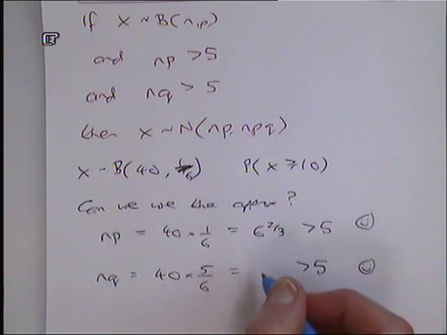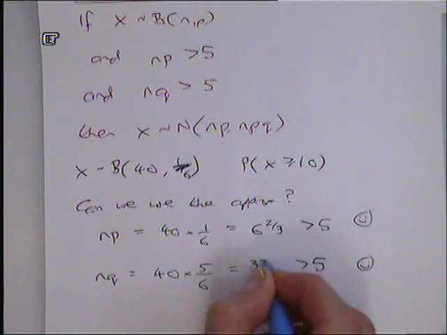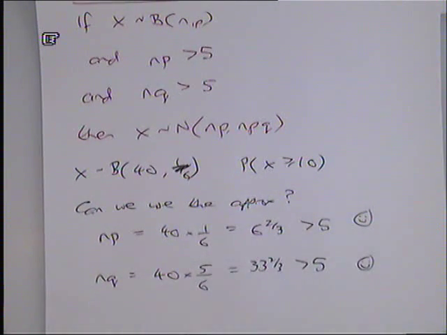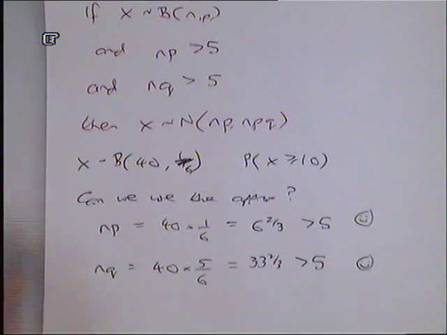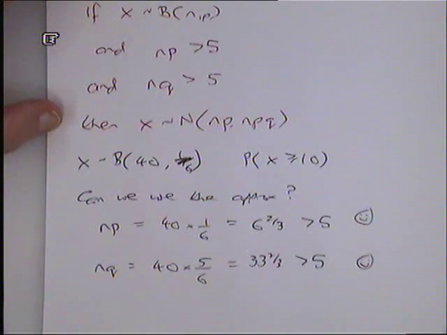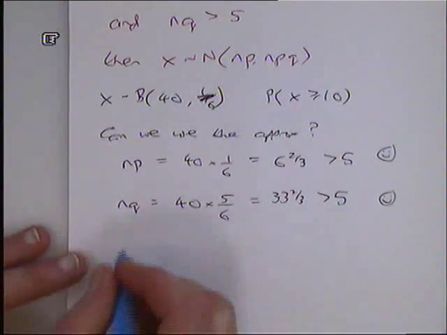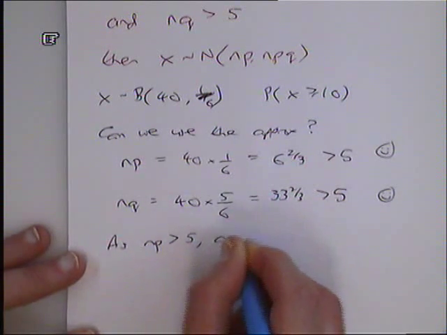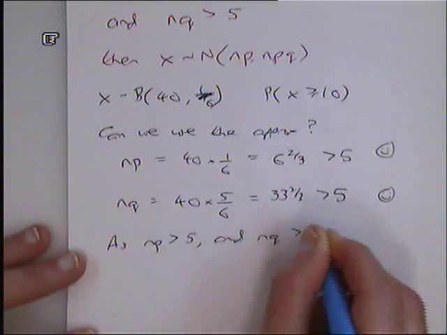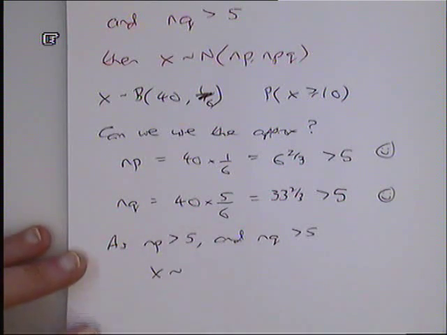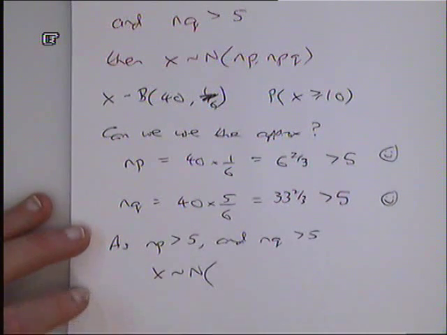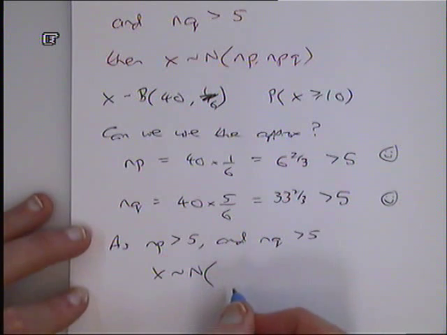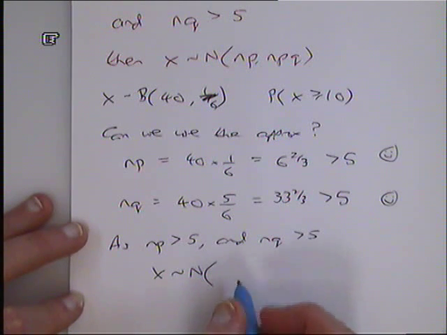What is this value? 33 2/3. Okay, yeah, there we go. So both the conditions are met, so we can use the approximation. As np is greater than 5 and nq is greater than 5, X will follow the normal distribution. And what is the mean? What do we use here? What was in our red box rule?